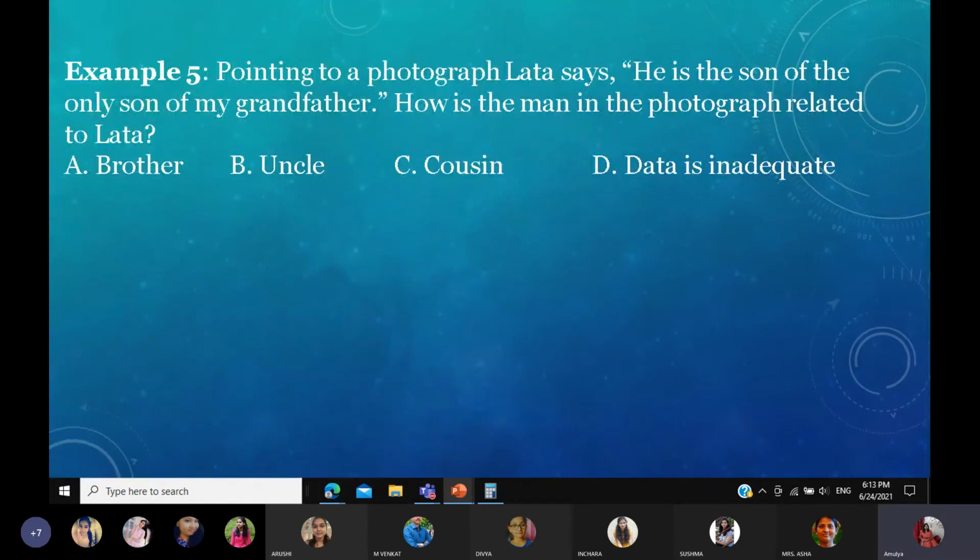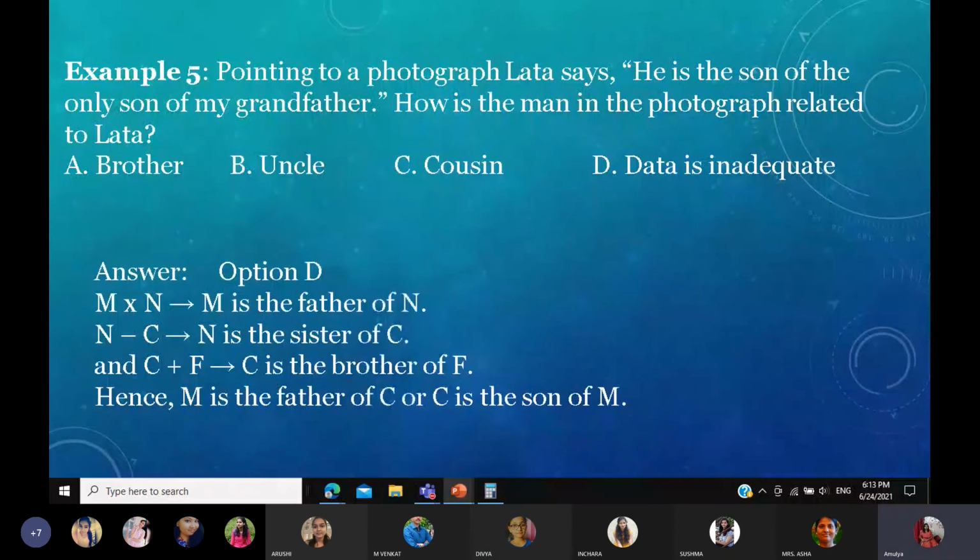Here, pointing at a photograph, Lata says, he is the son of the only son of my grandfather. How is the man in the photograph related to Lata? Anybody? Once again, Lata is pointing at a photograph and she says he is the son of the only son of my grandfather. Brother. The option is D. Data is inadequate.